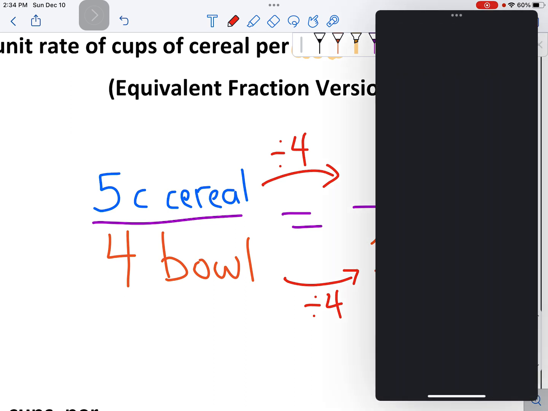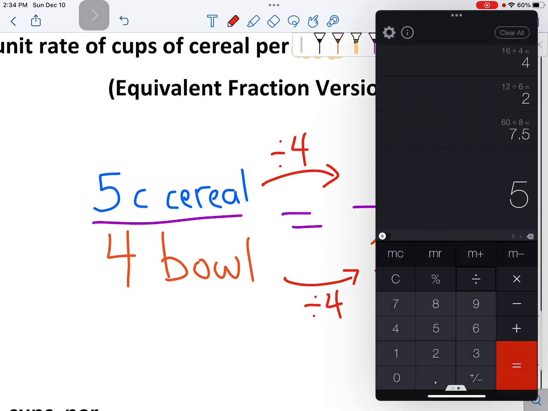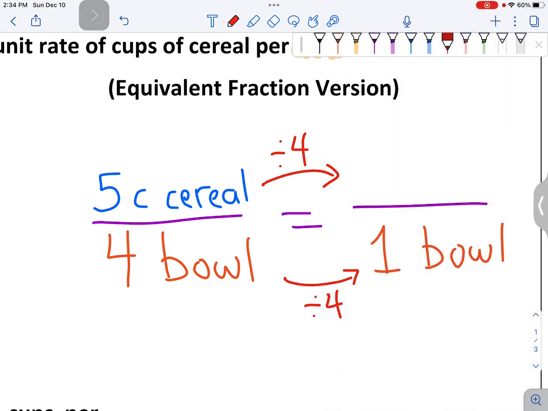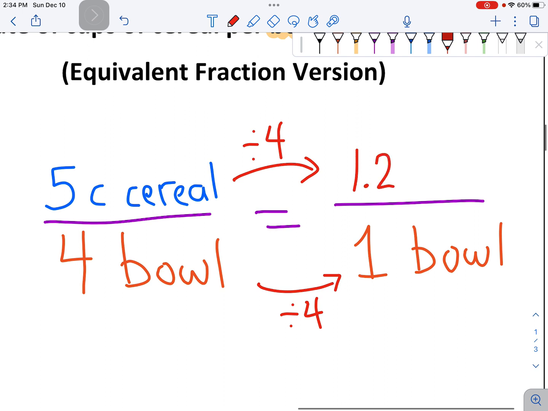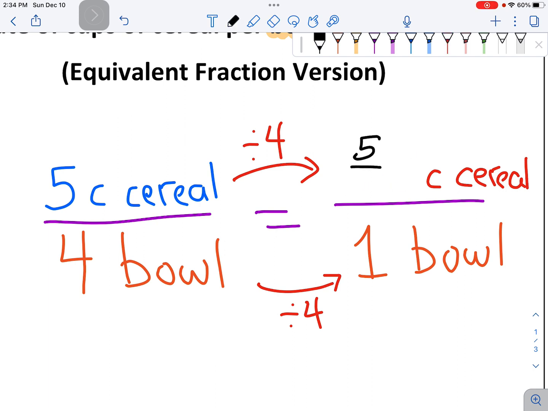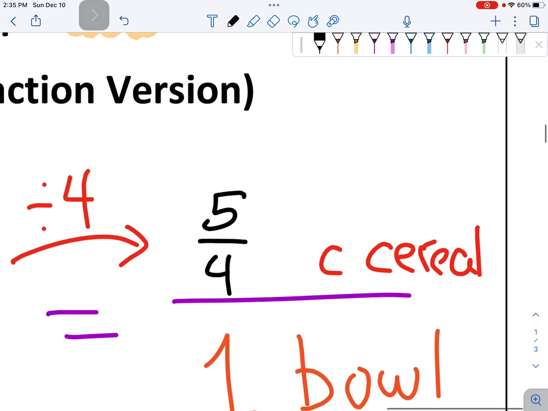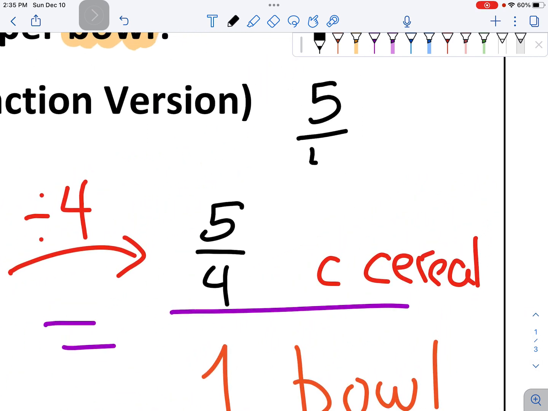5 divided by 4, use my calculator for this. 5 divided by 4 is 1.25, 1 and 25 hundredths. Right, so I can write it that way, but I don't really know what that would look like inside my bowl. So the other thing that I could do, instead of writing it as 1.25, is I could write it as 5 divided by 4 like this. 5 divided by 4. Yep, that still says 5 divided by 4. But even that looks confusing. 5/4 cup cereal. So what about if I made it be a mixed number?